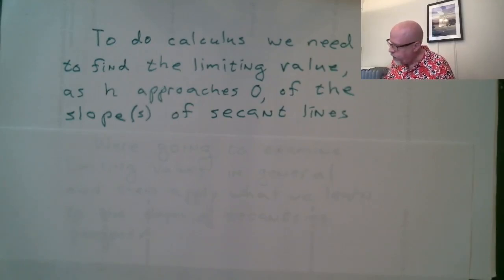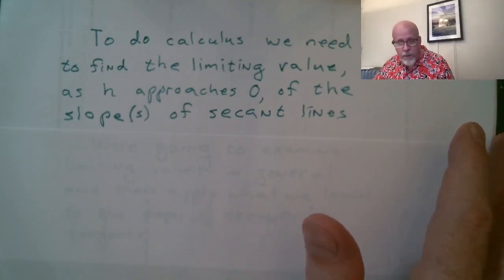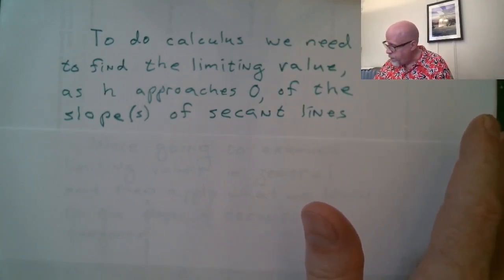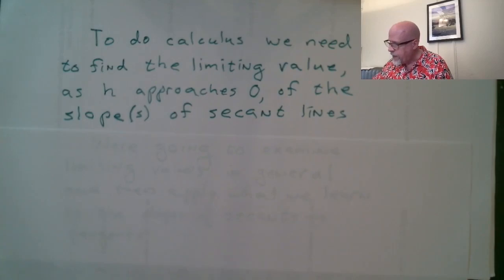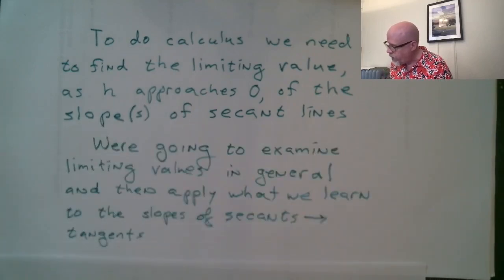All right, so the setup that we're really interested in is finding the limiting value of the slopes of secant lines. So that's what this paragraph says. To do calculus, you're going to need to find the value that the slopes of secant lines are approaching as h goes closer and closer to 0. Said it in a slightly different way than I wrote it.